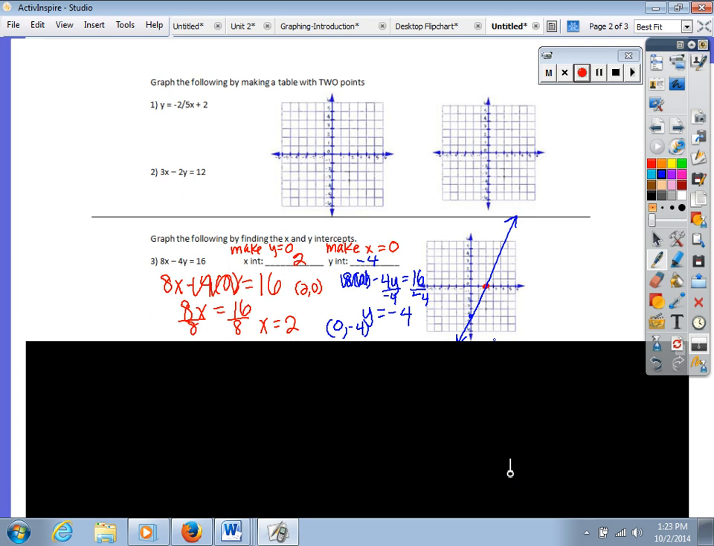Now, let's say, Ms. Fruget, I do not understand x and y intercepts. Well, guess what, friends? You don't have to do x and y intercepts whenever you're working a problem by yourself. You can make a table if you want to, or you can even do slope-intercept form. This is just 3 different ways to work the same kinds of problem. We're just giving you multiple methods.